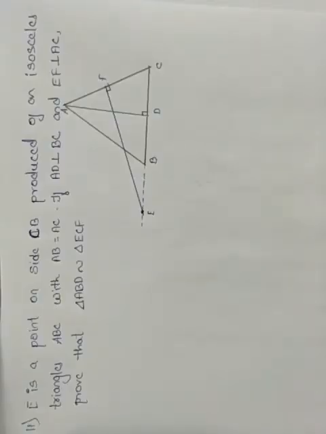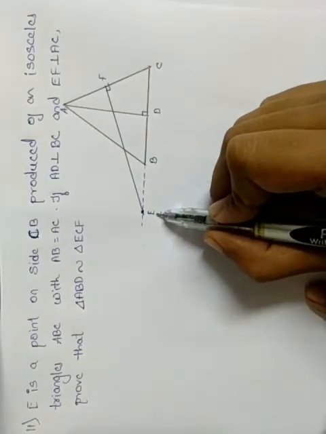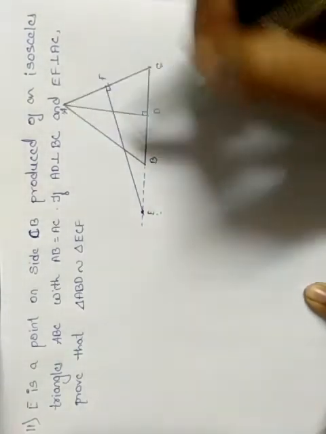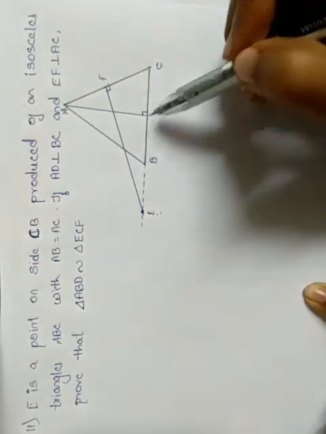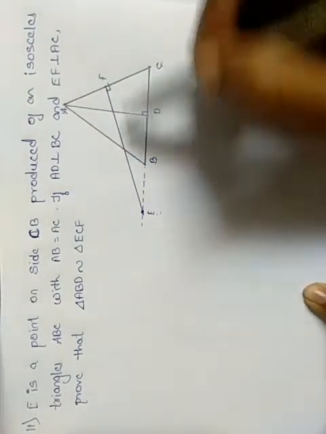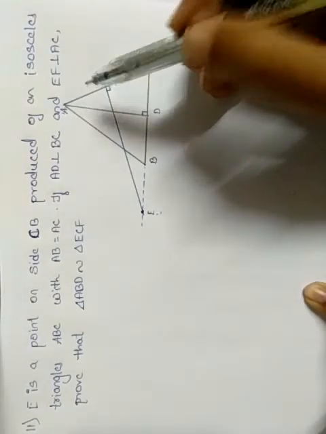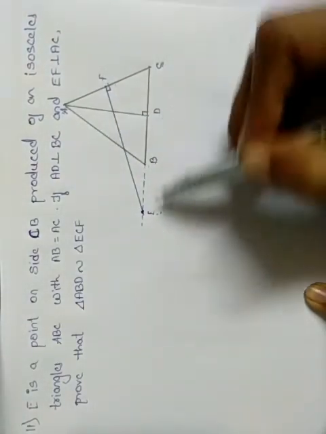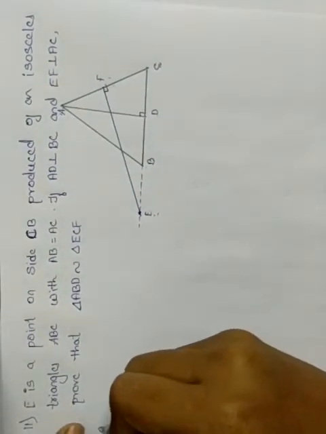11th problem. Here E is the point on the side BC produced. BC side is produced. On that produced line E is the point. And ABC is an isosceles triangle. In isosceles triangle ABC, AB is equal to AC and AD is perpendicular to BC and EF is perpendicular to AC. Here we have to show that triangle ABD is similar to triangle ECF. We need to show. So let's begin the proof. Given things.